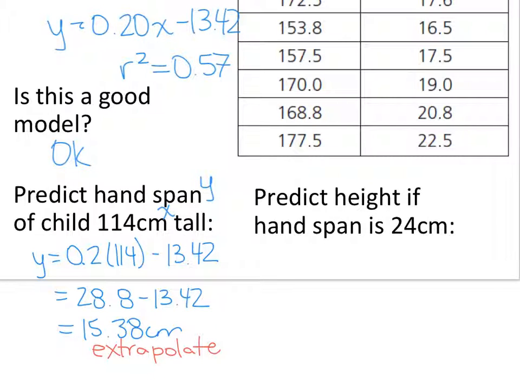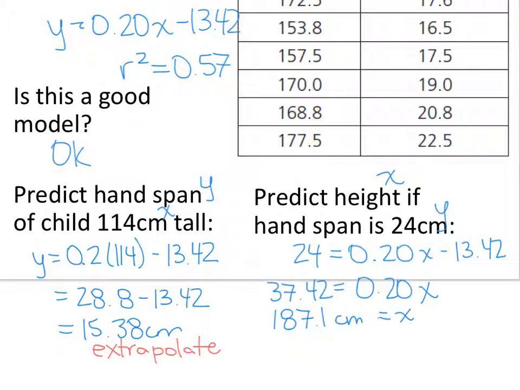Our other example is to predict the height when we know the hand span, keeping in mind that height is x and hand span is y. So now our prediction will look like this. Now we fill in the y value and use our solving skills to figure out x. We predict that based on a hand span of 24 centimeters, the height is going to be just a little larger than 187 centimeters. And again, since this hand span of 24 centimeters is larger than any of the y values we were given, this is another example of extrapolating.